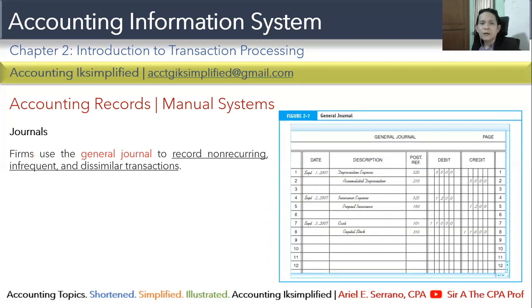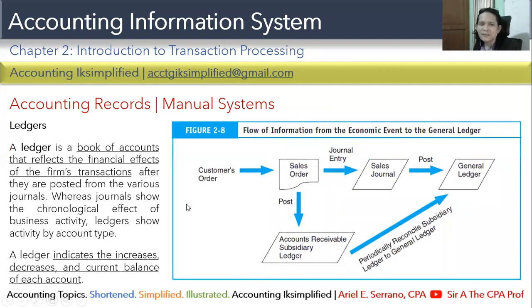Okay? Yung general journal, ito yung pasukan ng mga hindi nagka-qualify sa mga special journals. It records non-recurring, infrequent, and dissimilar transactions. Ang example na makikita po ninyo dito, depreciation, no? Insurance expense, prepaid insurance. Pag may mga adjusting entries tayo, dito papasok siya sa general journal. Okay? So that is the other type of your journal. Dalawa lang naman po yan, general and your what? Special journals. Okay?